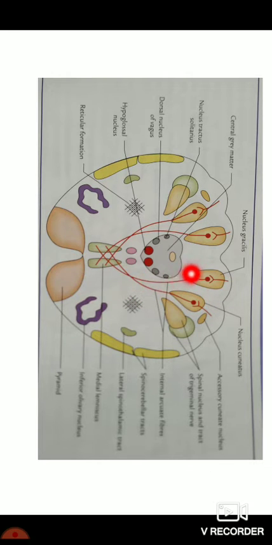These are the internal arcuate fibers, which arise from the cells of the gracile and the cuneate nuclei as second order sensory neurons. They will run forwards and medially around the central gray matter and decussate with the corresponding fibers of the opposite side in the median plane. So this is where the sensory decussation occurs. And they will turn upwards as the medial lemniscus.